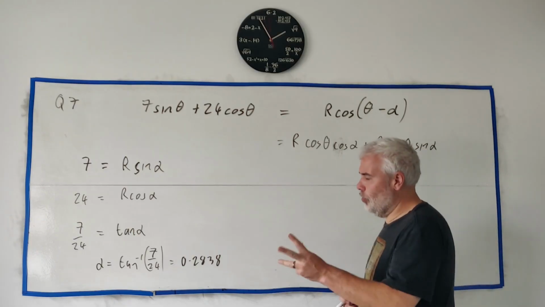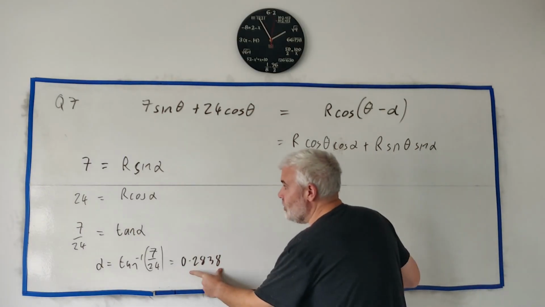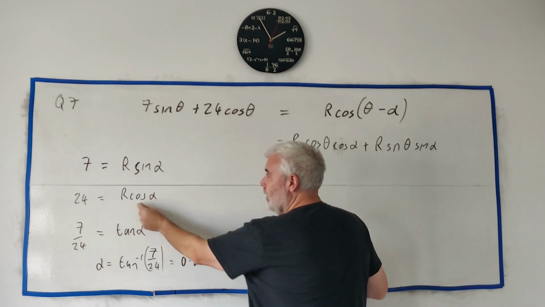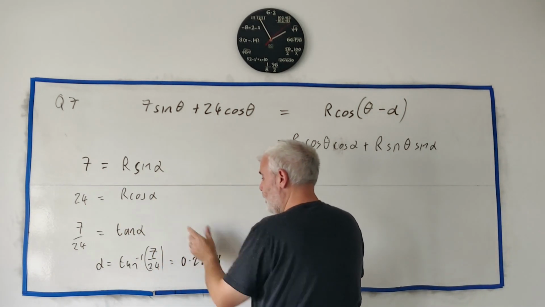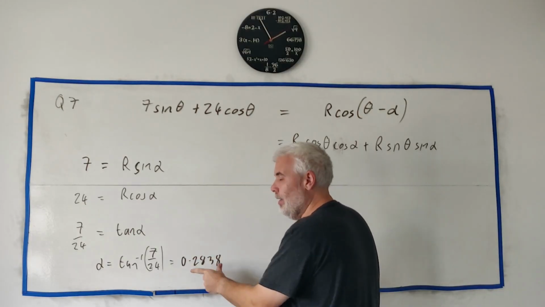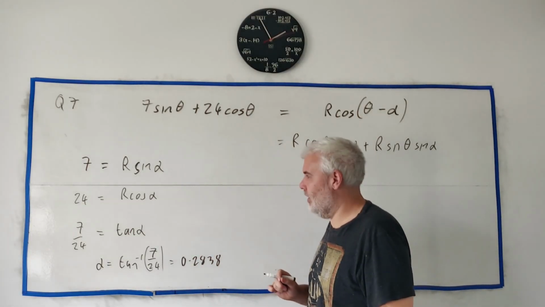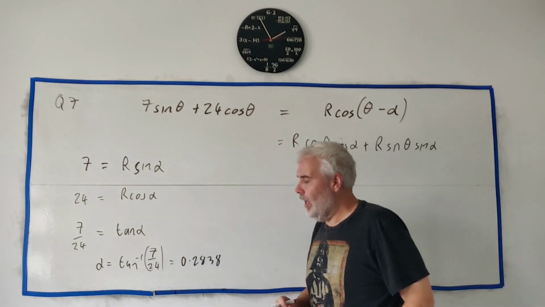How you can find R, there are two ways at this point. You could just take this number and put it back in here, and the 24 divided by cosine of this, if you've used the exact number in your calculator at least, will give you R.